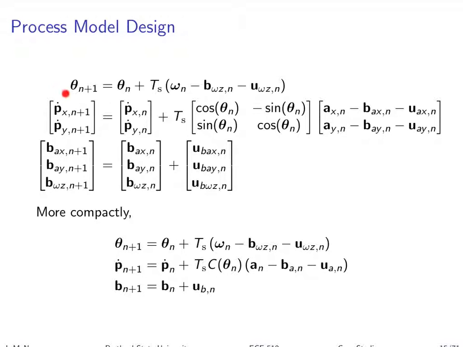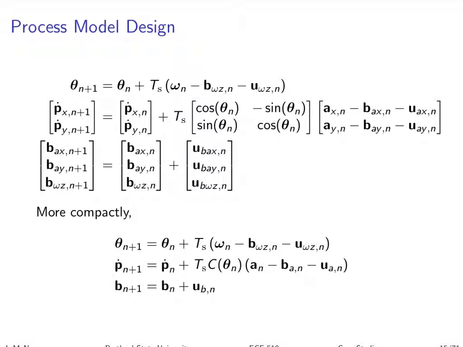And the angle is equal to what the angle was plus the sampling interval times whatever the gyro is giving me after I subtract off the bias and arguably subtract off the noise. But this is the statistical model for how the angle changes with time. The model, or I should say process model.